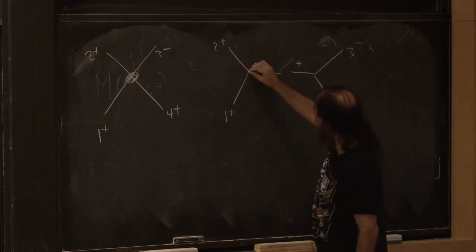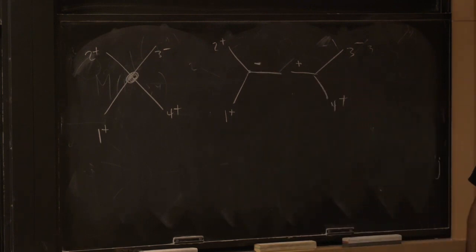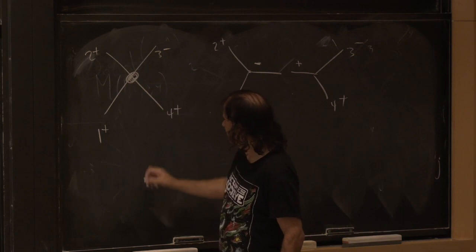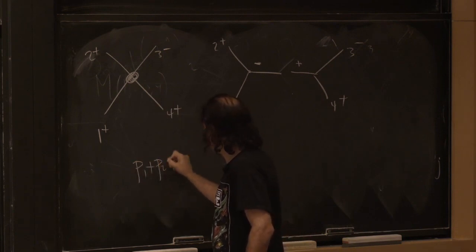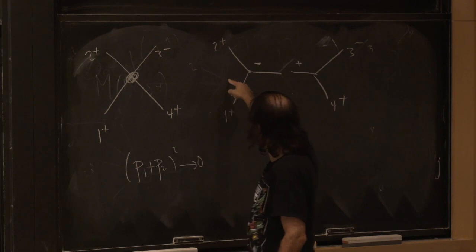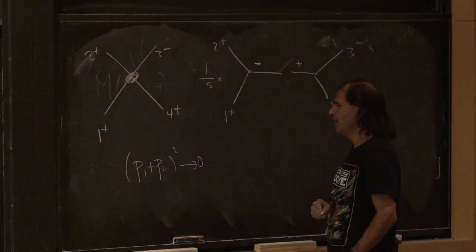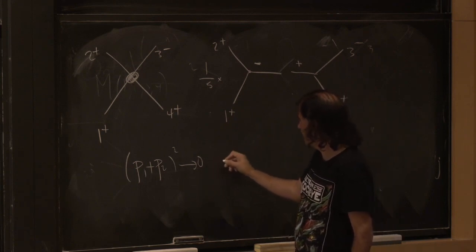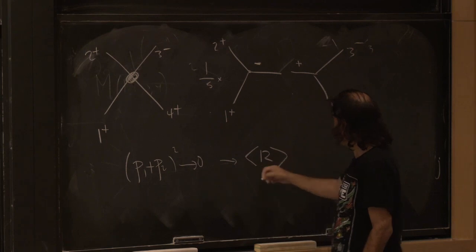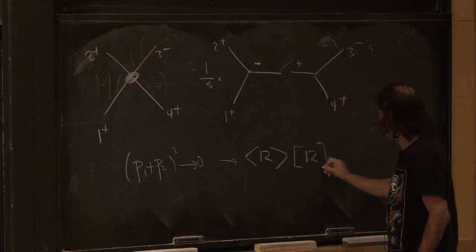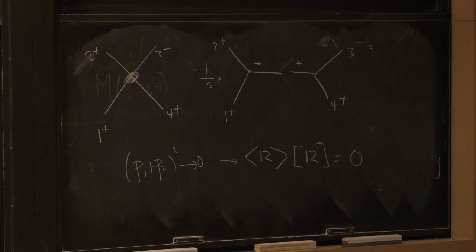But let's see what it takes to get to this kinematics. Remember, I'm supposed to be on the pole. This can only happen on a pole when, in this case, P1 plus P2 squared is 0, right? So I'm sending P1 plus P2 squared to 0 in order to try to encounter something that looks like 1 over S times this guy. And P1 plus P2 squared is 0. This means that either the square bracket or the angle bracket of 1, 2 is 0. So there's two ways I could make that happen. I could have the angle bracket 0 or the square bracket 0.